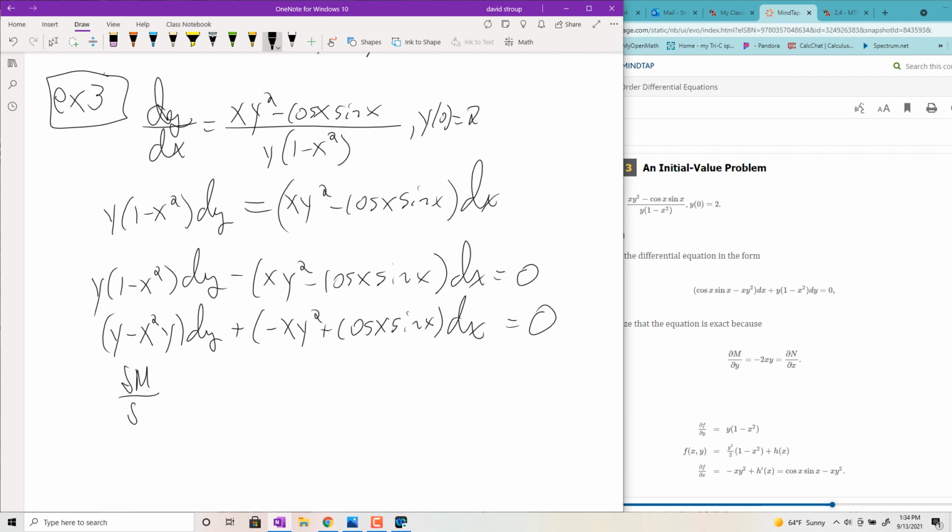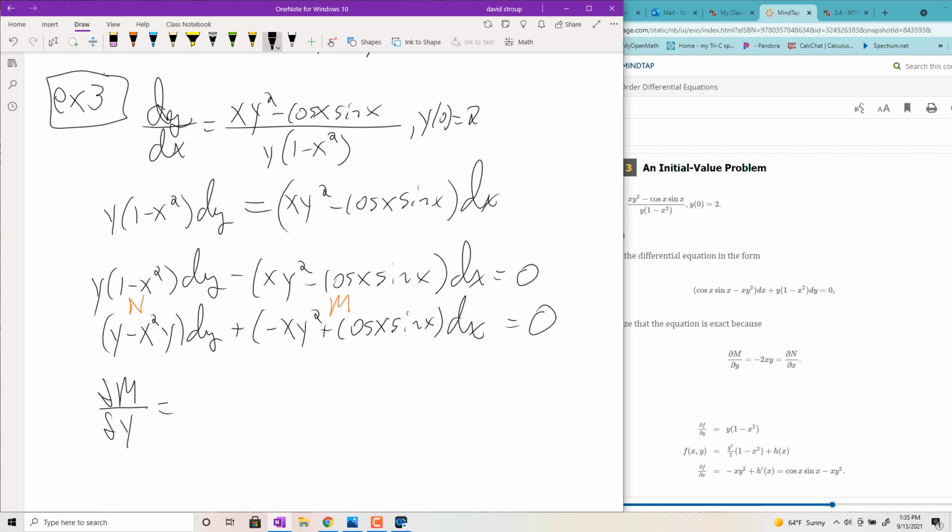So anyways, the partial of m with respect to y is going to be 1 minus x squared. The partial of n with respect to x is negative y squared. What the heck am I doing wrong? Oh, these are reversed. Sorry. So the m goes with the dx and the n goes with the dy. I apologize. So this is my n, and this is my m.